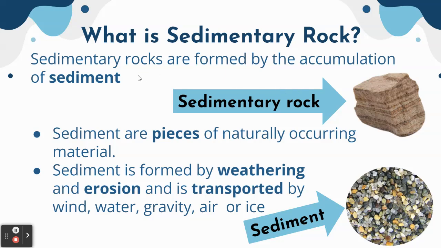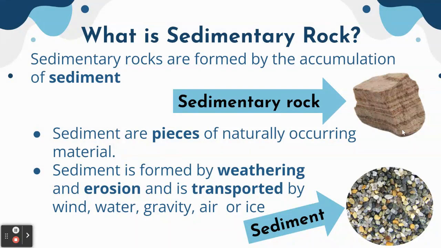So the first type of rock, what is sedimentary rock? Sedimentary rocks are formed by the accumulation of sediment. Accumulation just means there's a lot, like stacking up or coming together. It's accumulating. If you think about snow, we talk about accumulation of snow. That's when you have layers and layers of snow, like 1 inch, 2 inch, 3 inch. So it's accumulation of sediment.